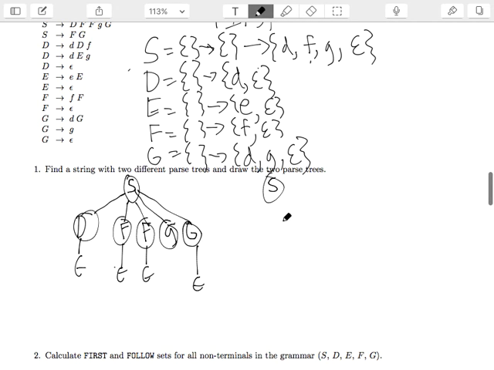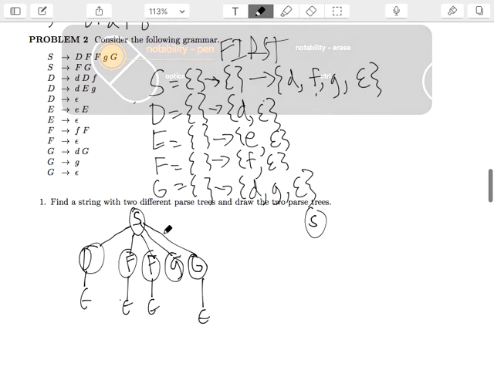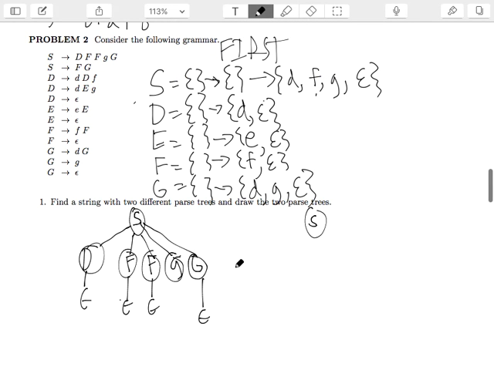Yeah, that would be one tree. The important point though, so I have to choose this one. Wait, how does G work? We have to include G here. No, you're good. Oh, because I chose the other one, duh.